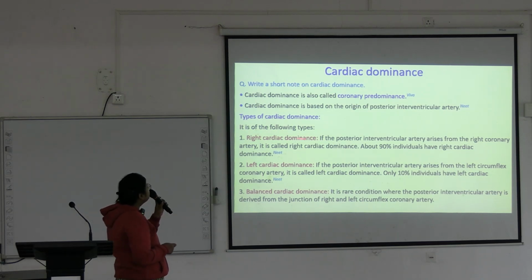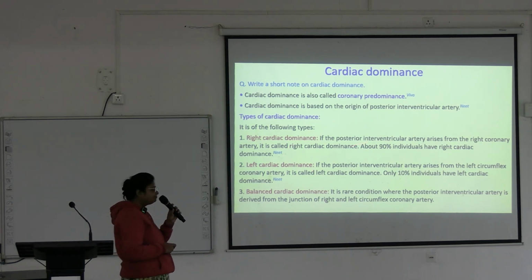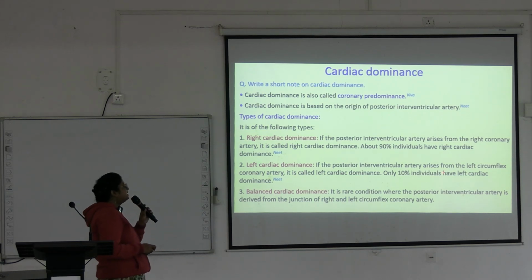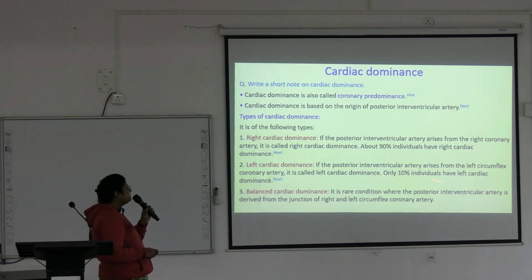Types of coronary dominance: mainly three types. Right, left and balanced. Right coronary dominance: if the posterior interventricular artery arises from right coronary artery, it is called right coronary dominance. About 90% individuals have right coronary dominance. Left coronary dominance: if the posterior interventricular artery arises from left circumflex coronary artery, it is called left coronary dominance. Only 10% individuals have left coronary dominance.